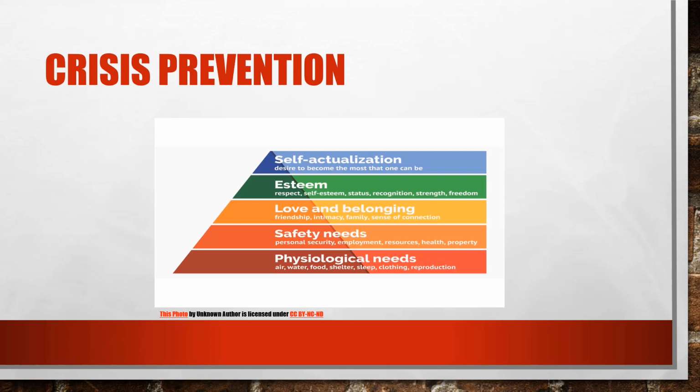So first thing is we have to understand crisis prevention. What is it? How does it look? And how can we help prevent crises from happening? So again, I'm going to go back to Maslow's hierarchy of needs. Basic needs, physiological needs. Our students need to have access to air, water, food, shelter, sleep, clothing, and reproduction support. If we are not meeting physiological needs, y'all, we are not going to be able to help our students whenever they're in crisis. We have to start at the basis.